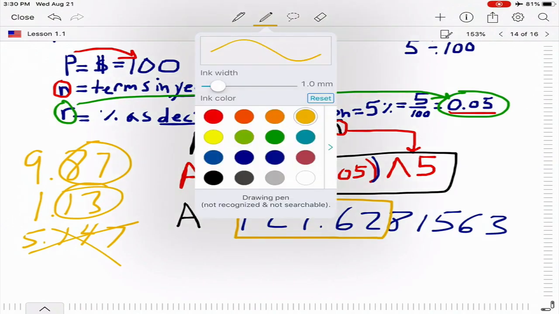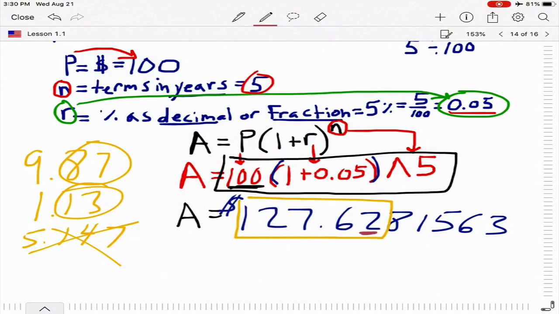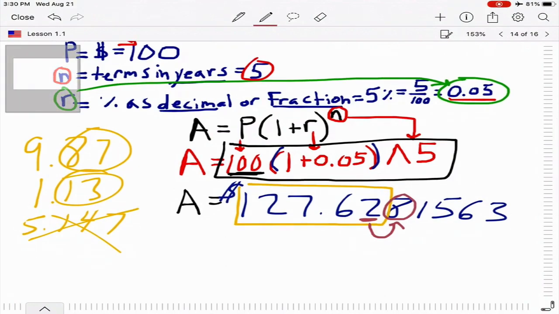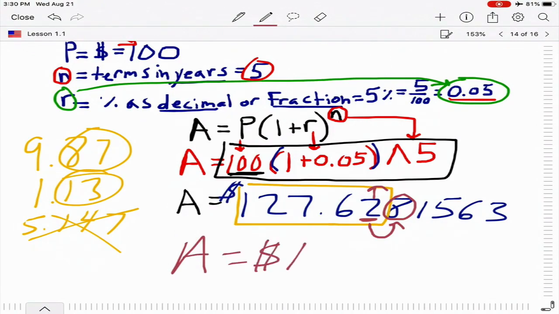However, because you're rounding, you have to go to that last digit here, the 2, and you got to go next door. 5 or more, raise the score. 4 or less, let it rest. Because this 8 is more than 5, we have to round the 2 up to a 3. So my final answer is $127.63.